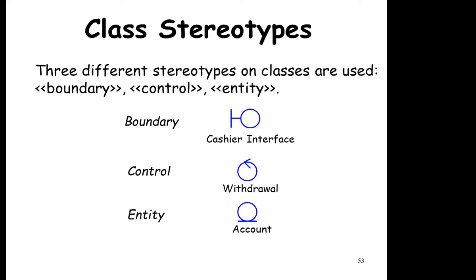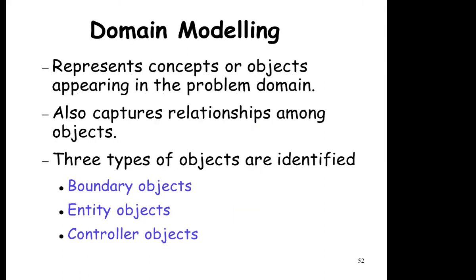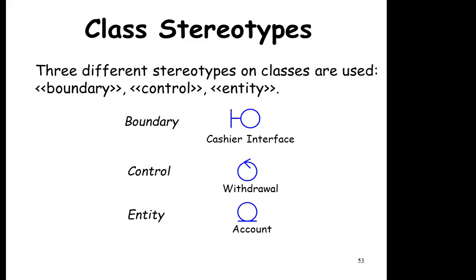So please go to the previous slide. Just see here, there are three types of objects. One is the boundary objects, then the entity objects. These are the purpose. Next, type of object.